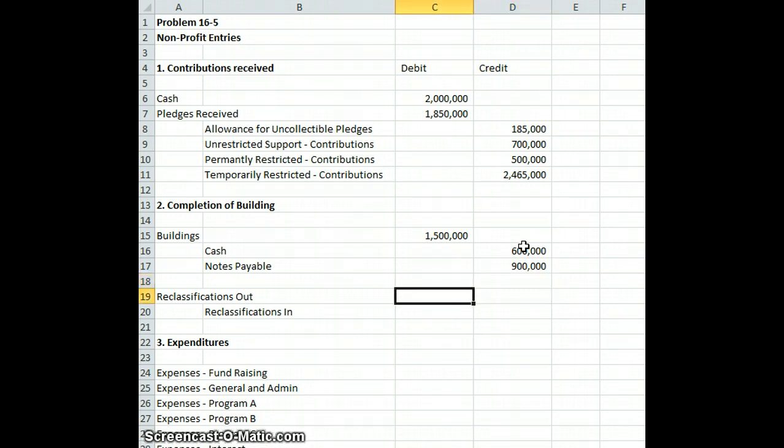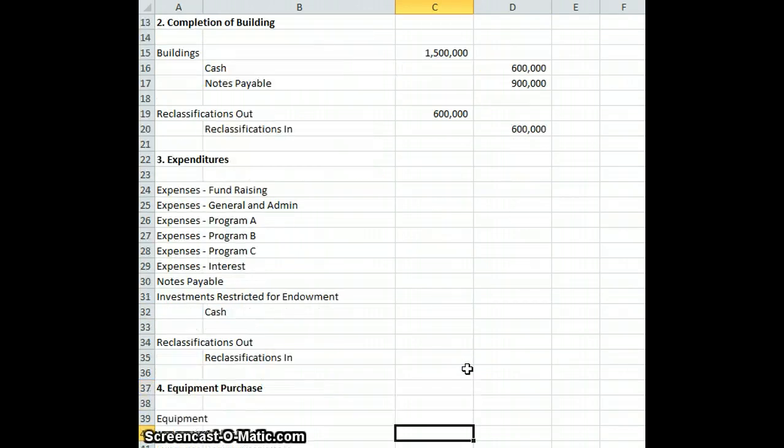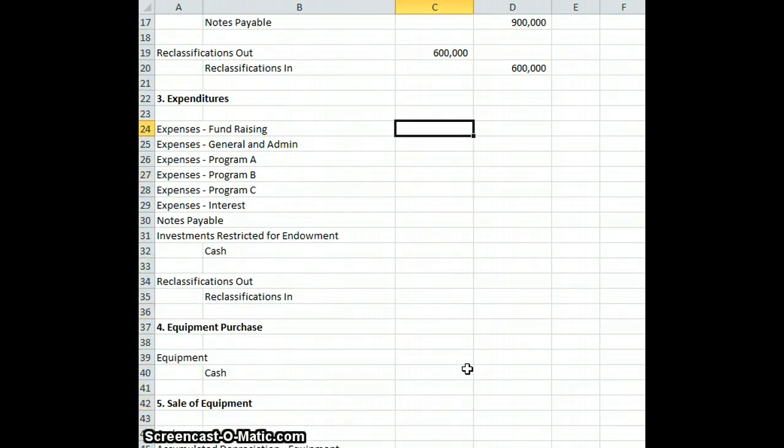Okay, the other thing we do that's a little different in nonprofit accounting is we do transfers between funds. And what's happening here is, since we spent that $600,000 that was temporarily restricted, that restriction has been lifted. So we're going to have a reclassification out of $600,000 and a reclassification in of $600,000. One too many zeros there, sorry about that. And what that does is it transfers the funds from our temporarily restricted fund to our unrestricted. So we've released that restriction. Once the purpose of that fund has been met, we release it, and those funds are no longer restricted. Okay.